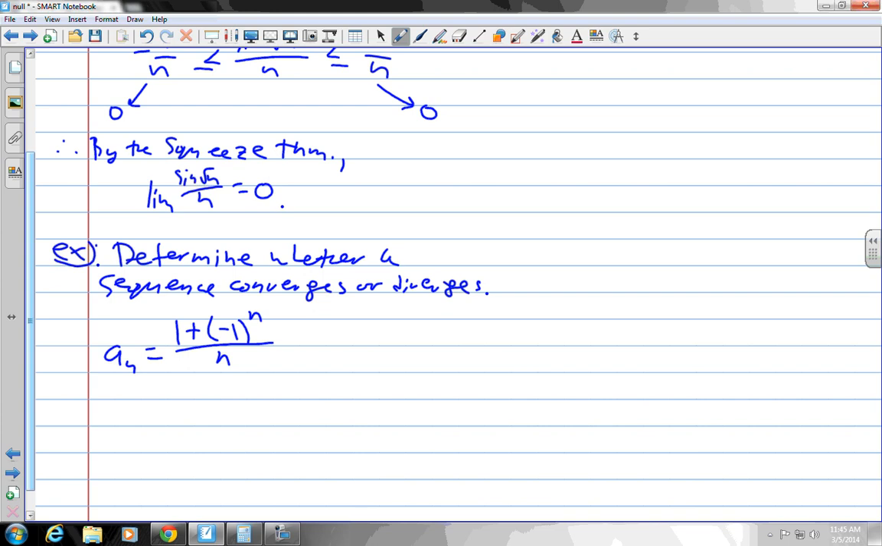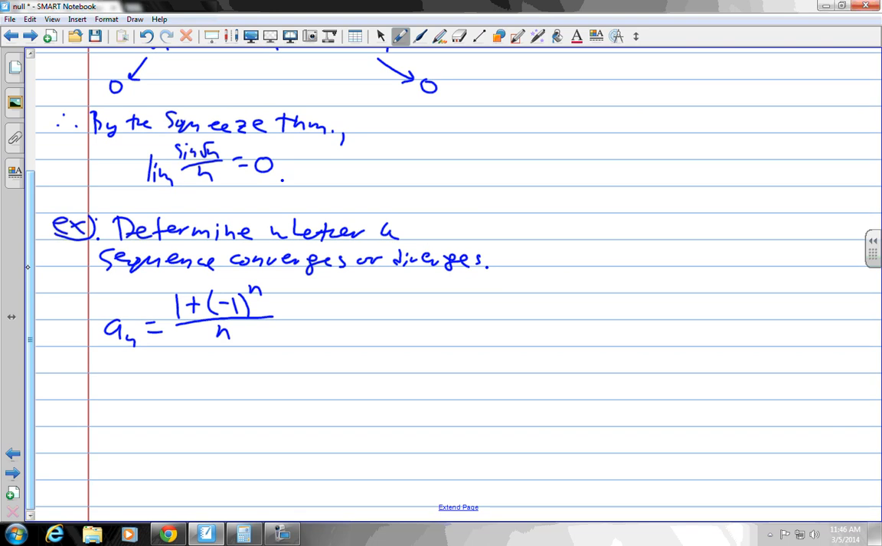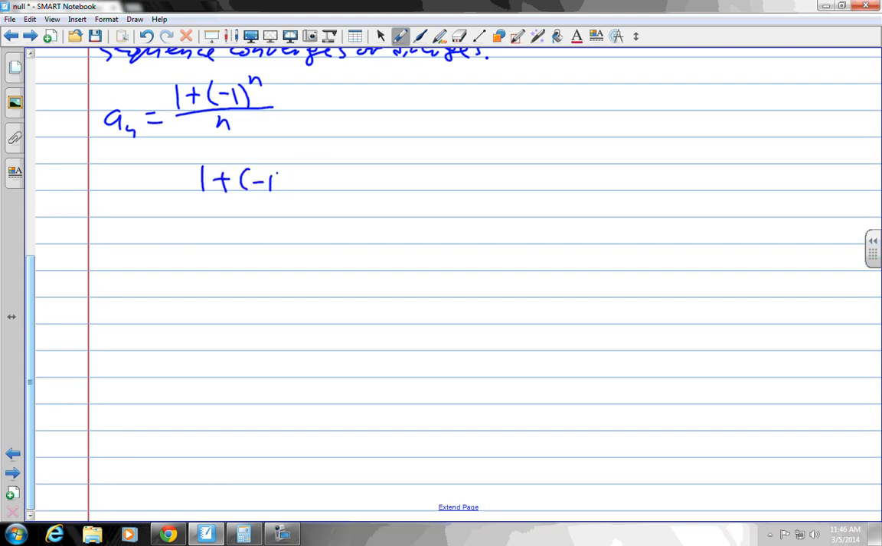Zero, right? Because what happens to your numerator? It's 0, 2, 0, 2, 0, 2, 0, 2, right? And your denominator is 1, 2, 3, 4, 5. So we can do the squeeze thing again. Because this sequence is always less than or equal to 2 over n and greater than or equal to 0 over n, which is 0, right? That's identically 0. That's going to 0. So by the squeeze theorem, you get yourself a 0.